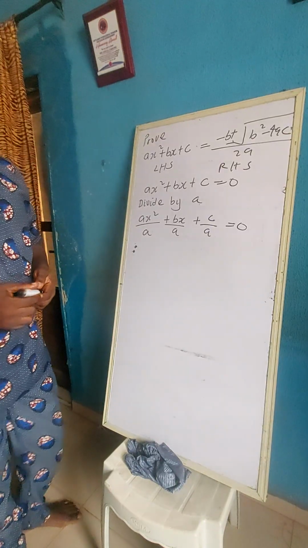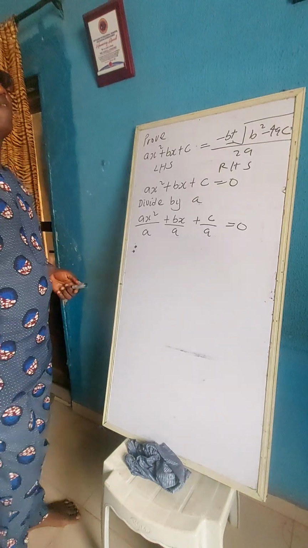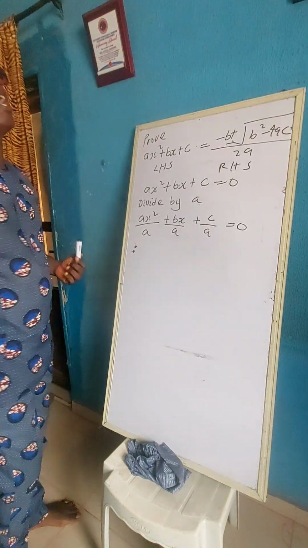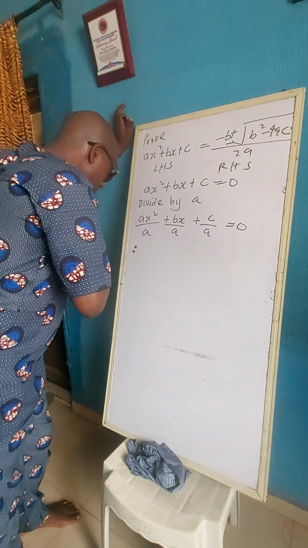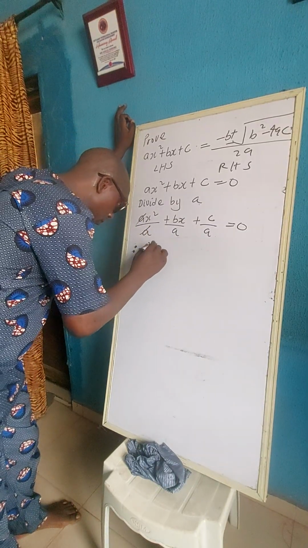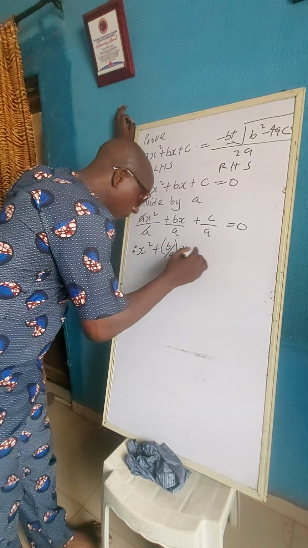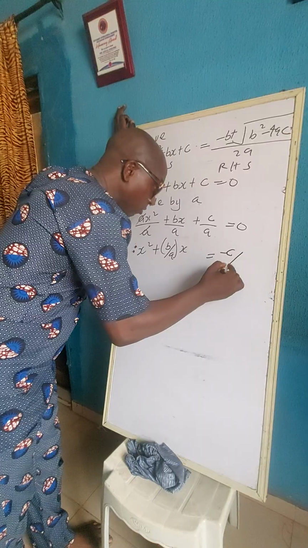That's the first step. Next step, move the one that has x to one side and the one that doesn't have x to the other side. It becomes x squared plus b over a x equal to minus c over a.